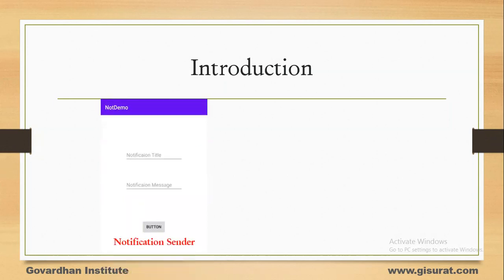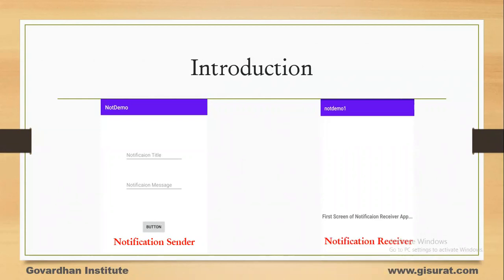This is my sender Android application with a simple UI with two edit texts and a button. Whenever you click on this button with some data in the title and message part, the notification will be sent to this other application, which is the notification receiver. So we will learn how to send the notification from the notification sender application to the notification receiver application.